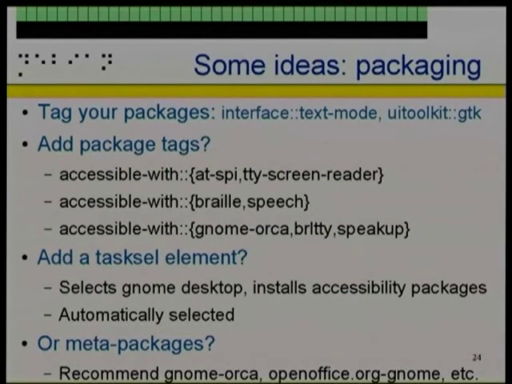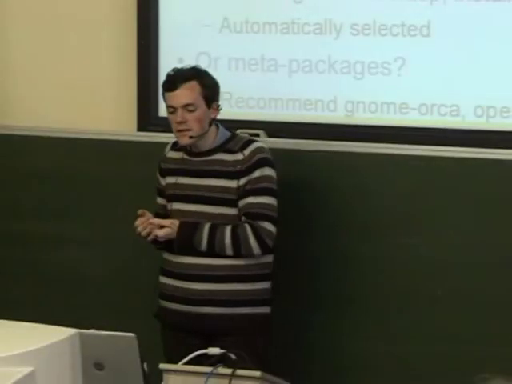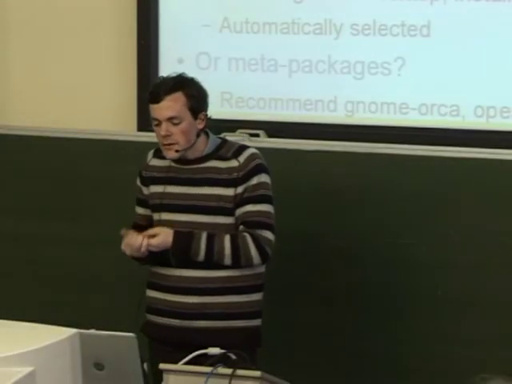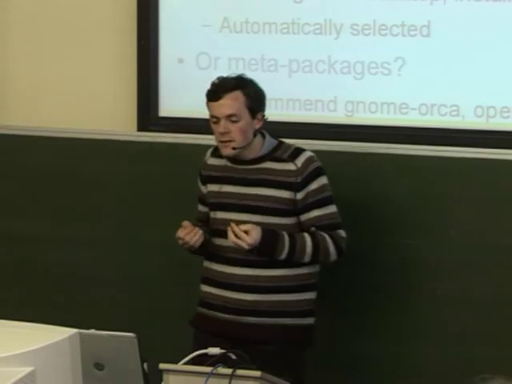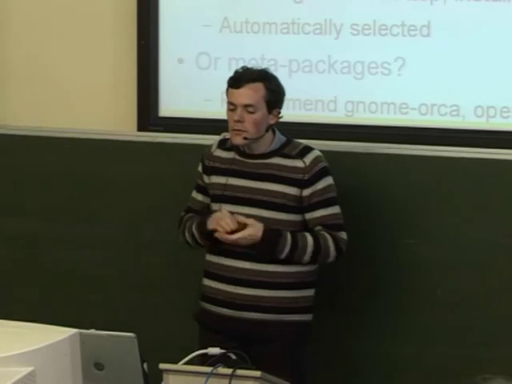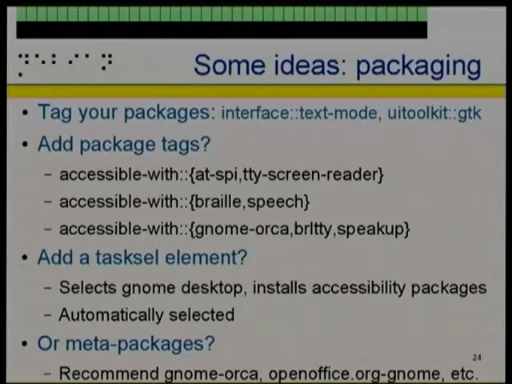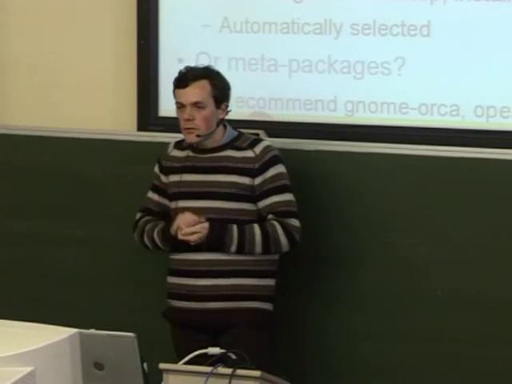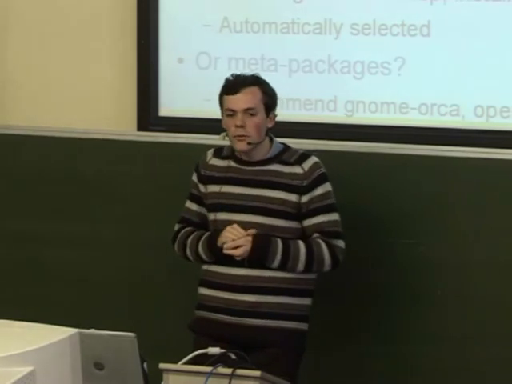So now about the IDs. There are already tags, like interface text mode or UI toolkit GTK, that already provide a good clue about whether it is accessible. We could add some special tags, like accessible-with, which would express that a package can be used through a TTY screen reader or provides an AT-SPI interface. And even further, you could have a tag that says a user tested it with, for instance, GNOME Orca and said that, yeah, it was accessible. And so the user can quite quickly select the applications and packages according to what works.